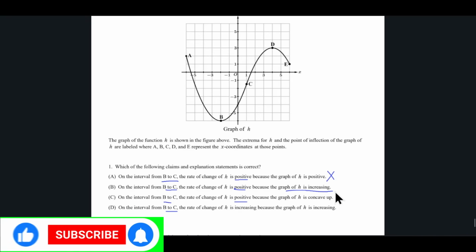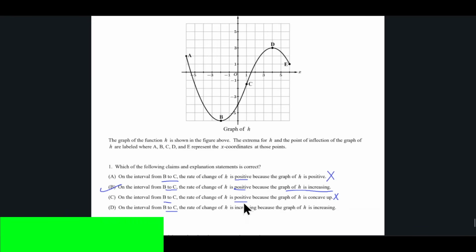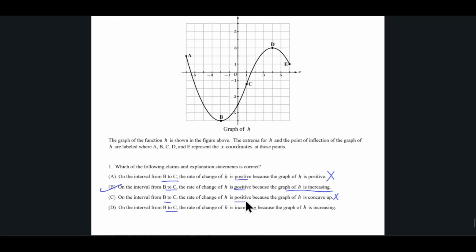Because the function is increasing, I think yes. Because ROC is positive means the function is increasing. That looks like a solid option. Because H is concave up, no, concavity has nothing to do with ROC being positive, because ROC positive or negative defines whether the function is increasing or decreasing. Now ROC is increasing. Yeah, that's the correct statement, because ROC is increasing because this is concave up. Because H is increasing, no, they have no relationship whatsoever. So B is the correct statement with the correct reasoning.